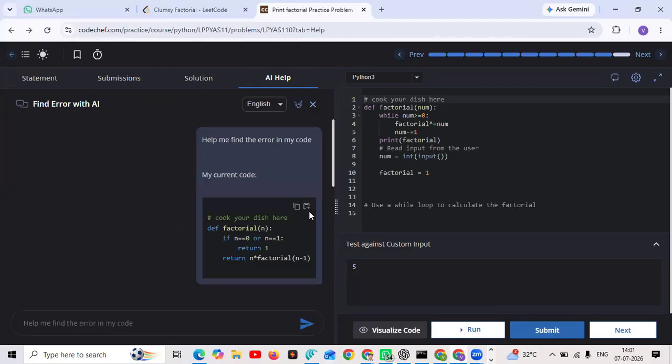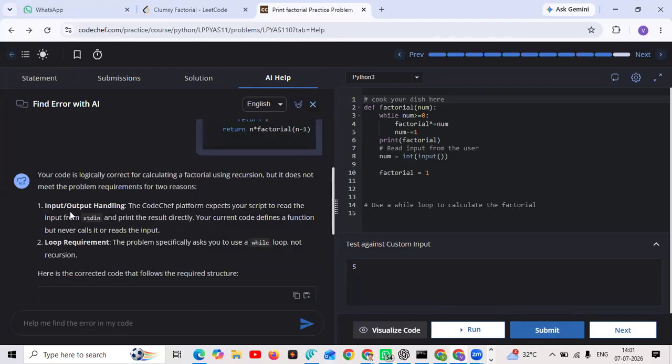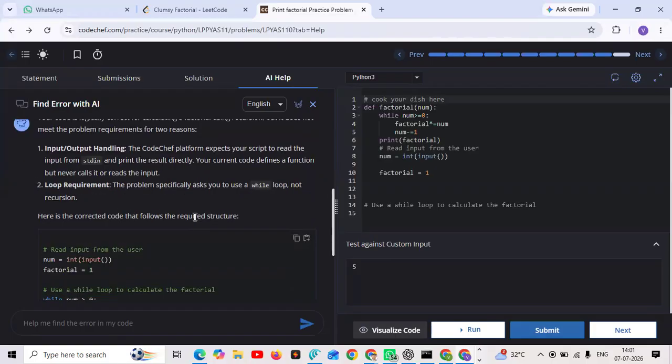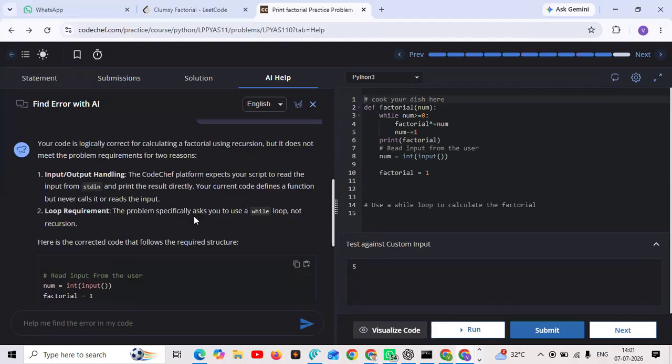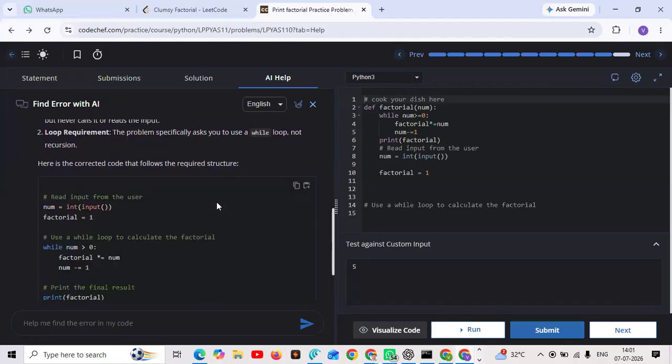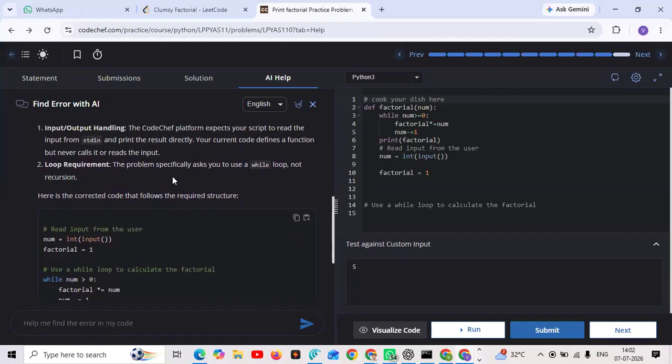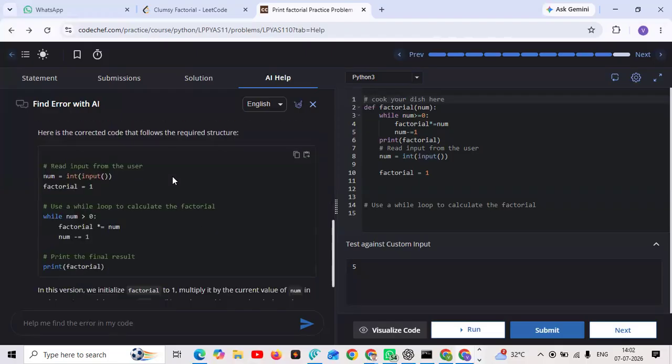Find error. The code is logically correct for calculating factorial using recursion, but it does not meet the problem's input output handling. The CodeChef platform expects your script to read the input from stdin and print the result directly. Your current code defines a function but never calls it or reads the input. And there is a loop requirement: the problem specifically asks you to use a while loop, not recursion. Here is a correct code that follows the required structure.